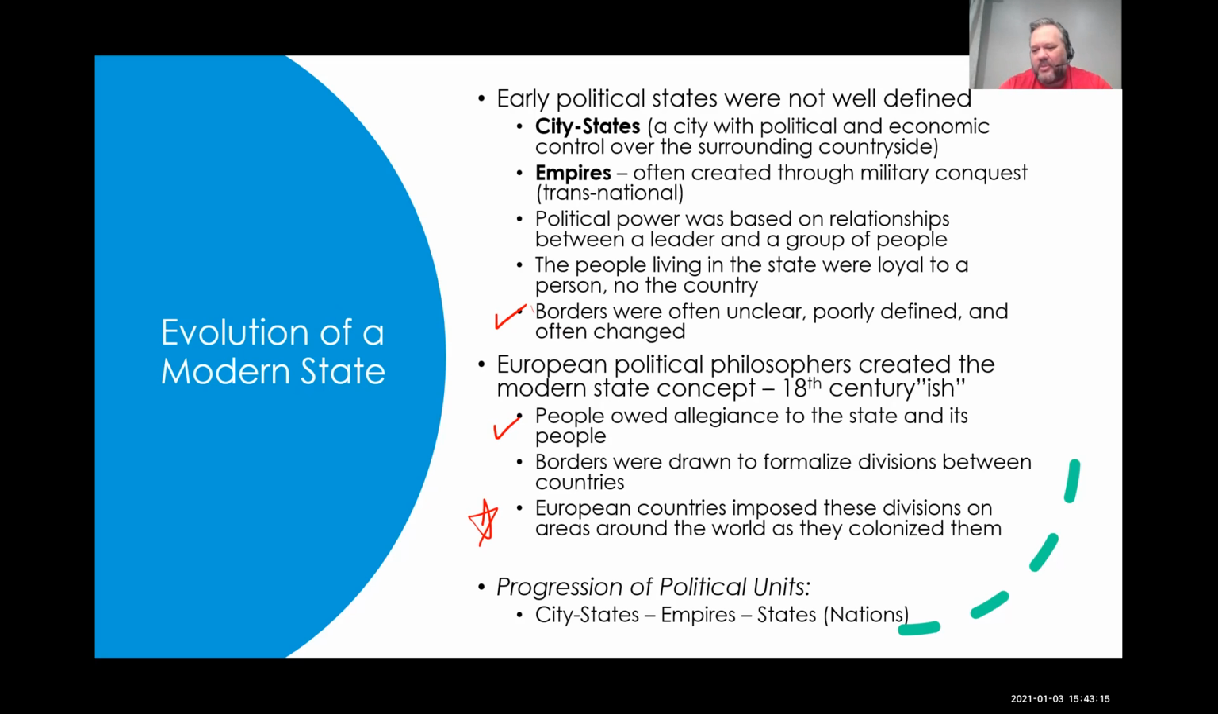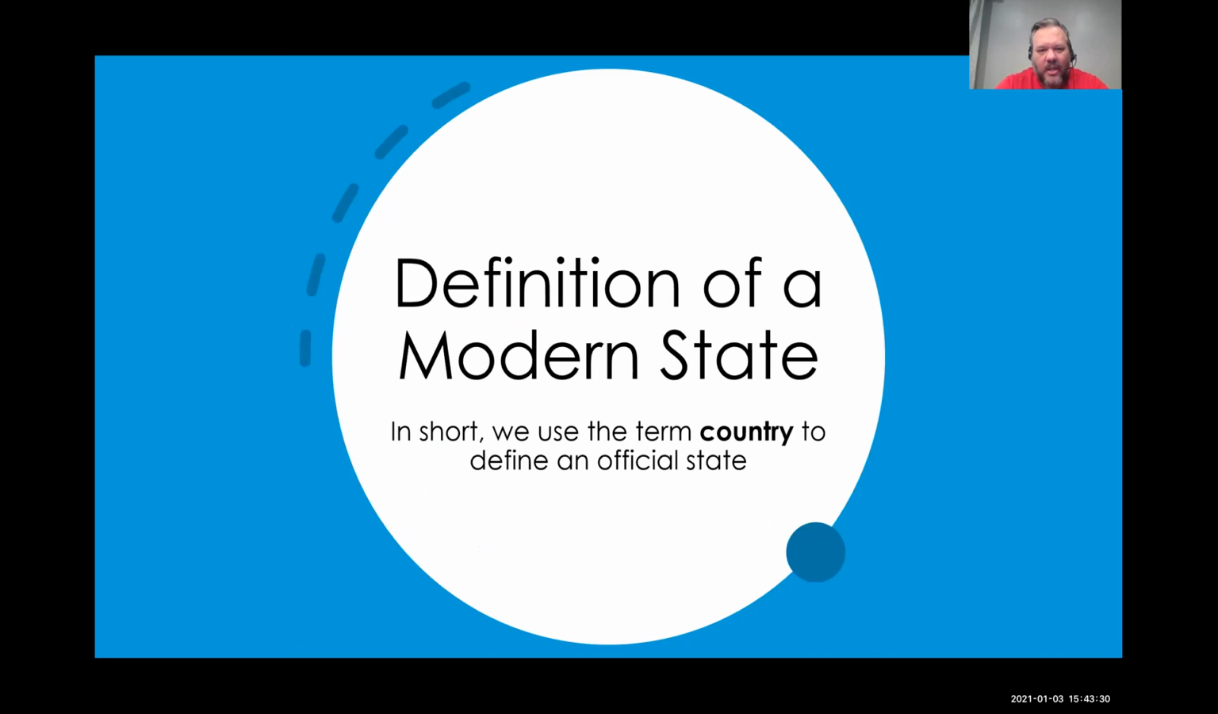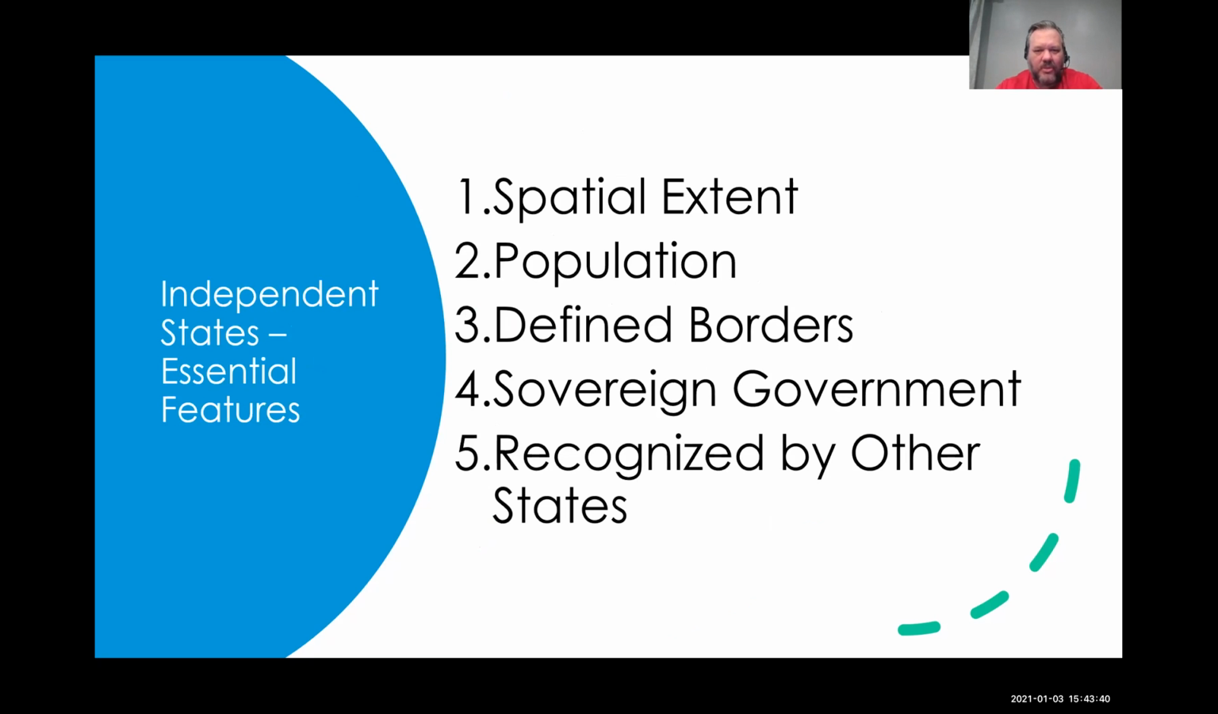So anyway, when we look at this progression, we start off, really it was kind of nomadic, then we discover agriculture, then we have city states, goes to empires, and really today we look at that. It's states within the world. All right. So the definition of a modern state today, and again, this is one of your terms to know, definitely. Again, in short, this is how we would use the word country.